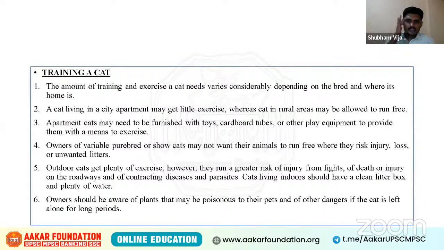Cats living indoors have the opposite situation of these outdoor cats. Those living indoors have a clean litter box and plenty of water. The owner should also be aware of plants, because some plants contain toxic substances when ingested, and that toxicity is a danger. That's why owners should be aware of poisonous plants.